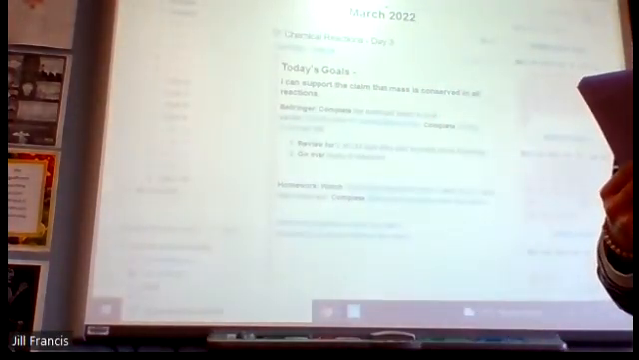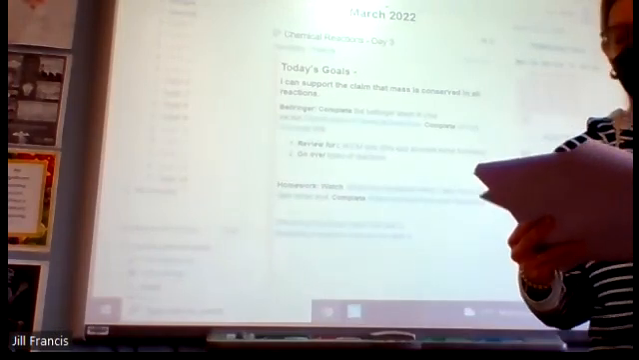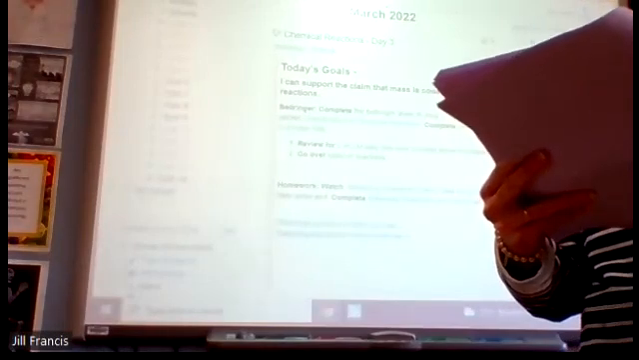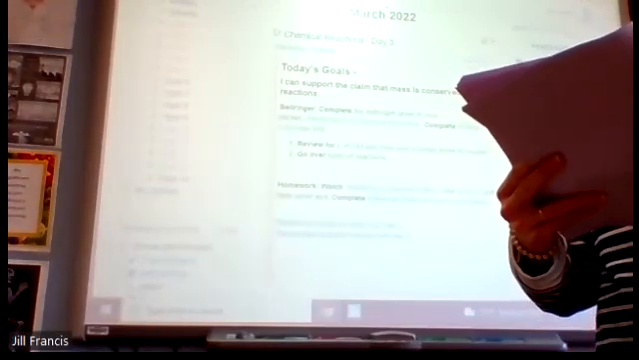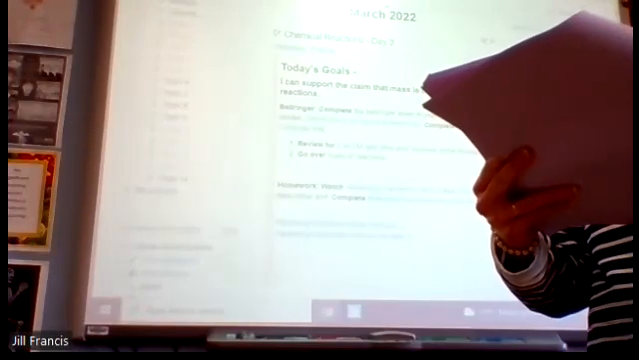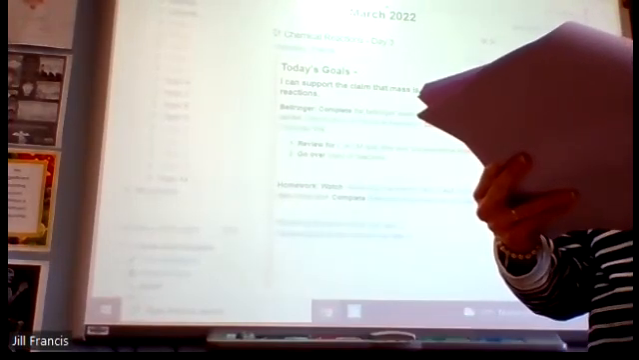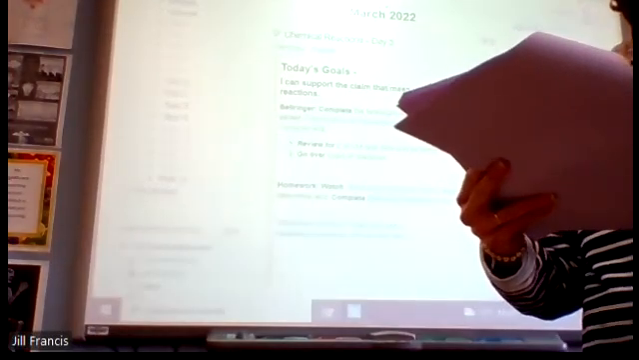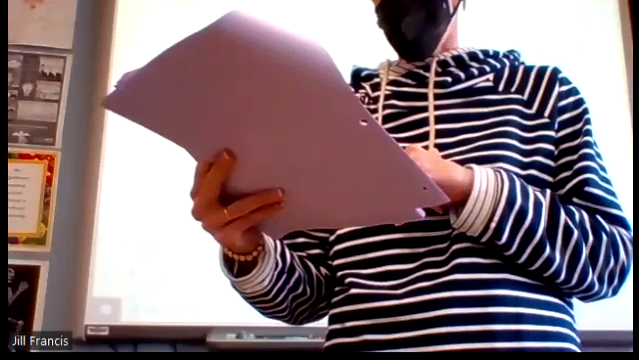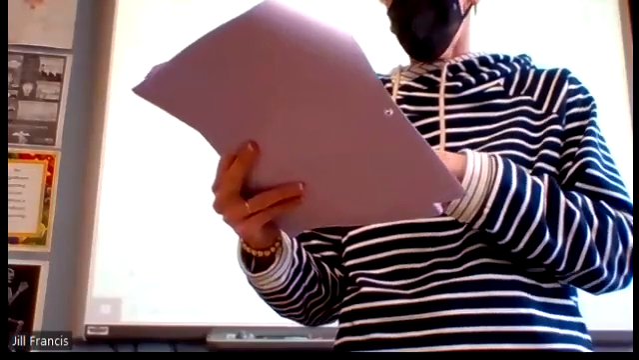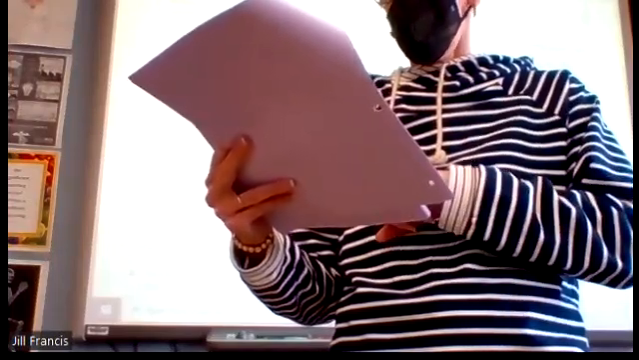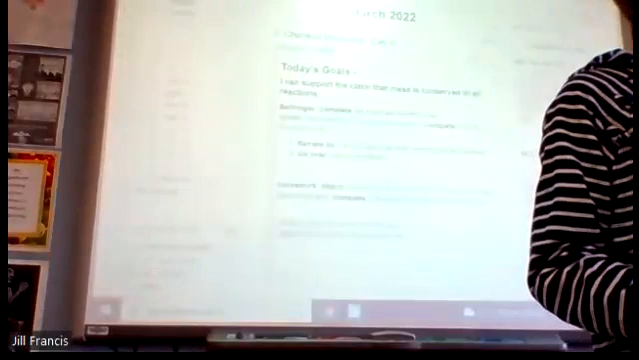So number 1 should be synthesis. 2 is decomposition. 3 is single replacement. 4 is synthesis. 5 decomposition. 6 single replacement. 7 is synthesis. 8 is double replacement. 9 is decomposition. And 10 is double replacement. I'm double checking that none of those were combustion, no, they weren't. All right, so that is that.